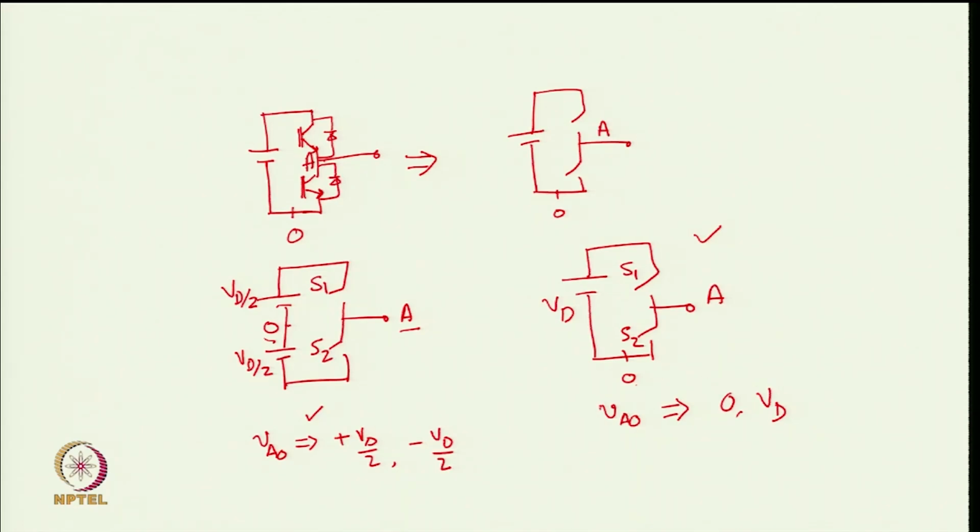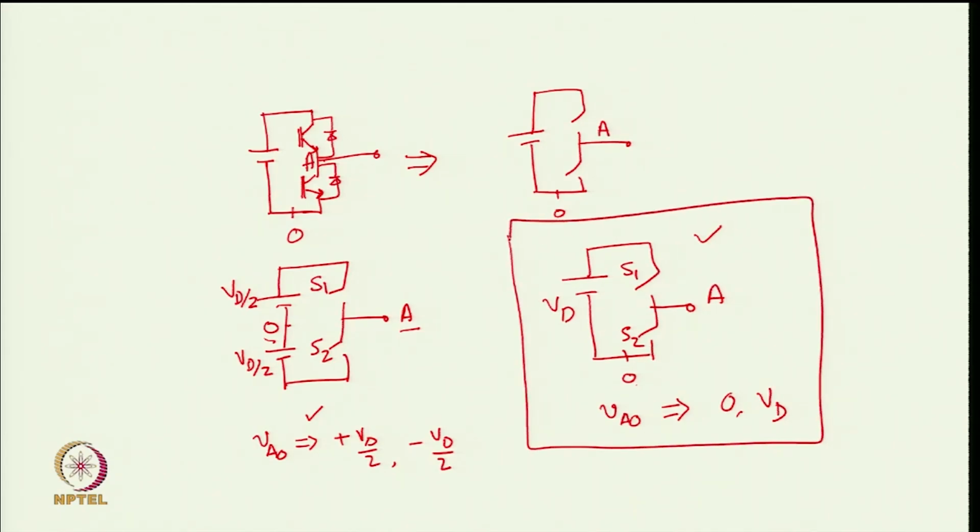but this circuit analysis is more close to the real system. So, we can use either of them, but in the present analysis we will use this circuit here all the time, because this is closer to the real system. So, this VAO is between 0 and VD, this is what we will assume. However, remember that this analysis with plus VD by 2 and minus VD by 2 is also equally valid.